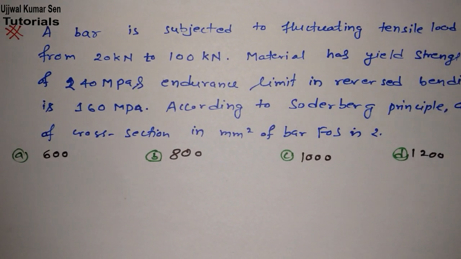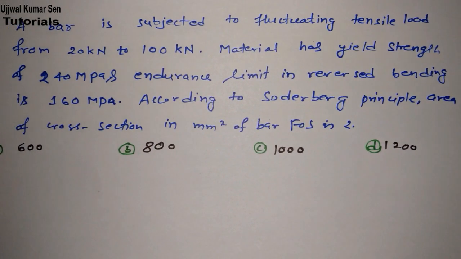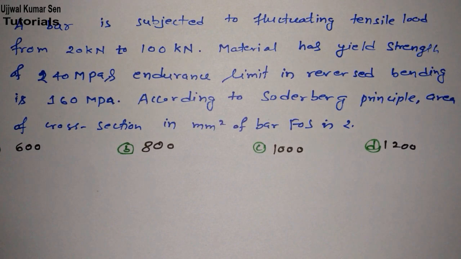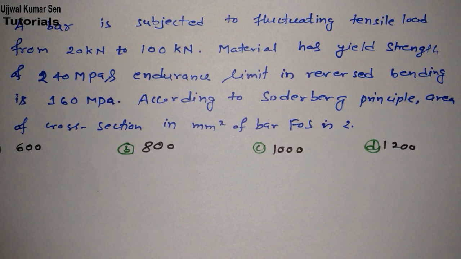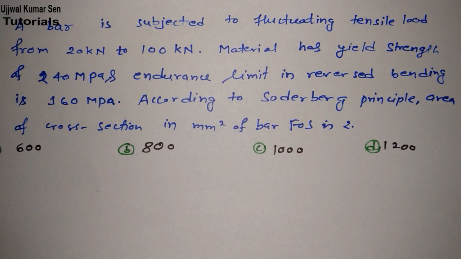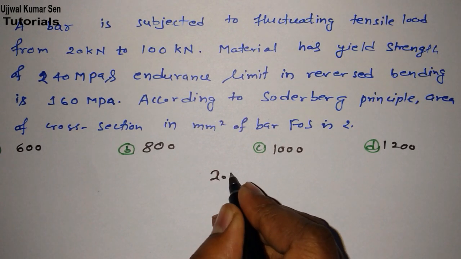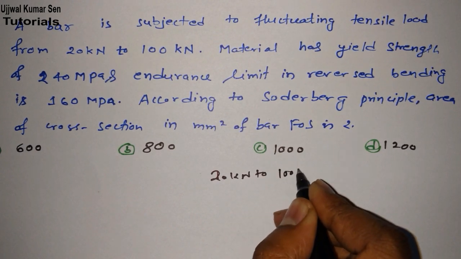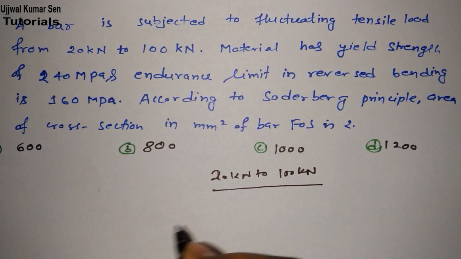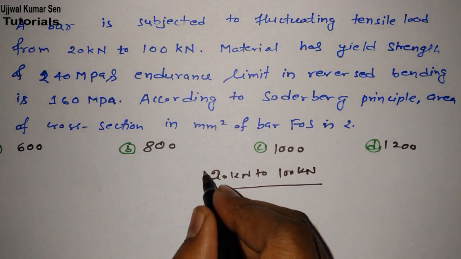Now here is the question, my dear. Without talking too much, let's go to the question. You can read it right now, it is in front of you. Let's read first. The question states: a bar is subjected to a fluctuating tensile load from 20 kilonewton to 100 kilonewton. That is the key, right? 20 kilonewton to 100 kilonewton.